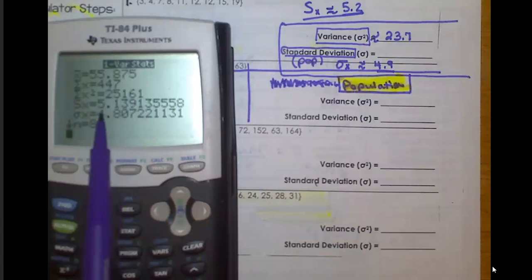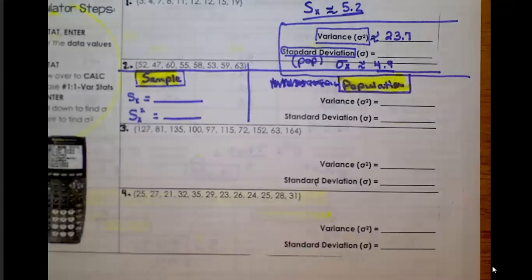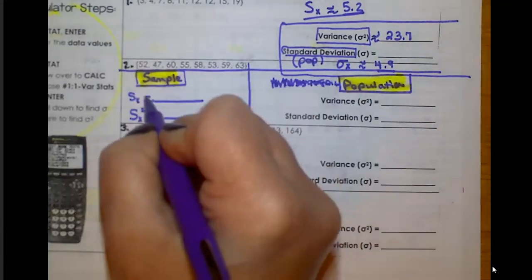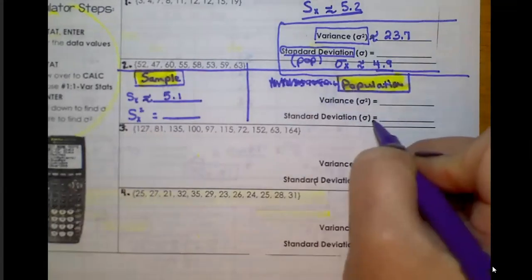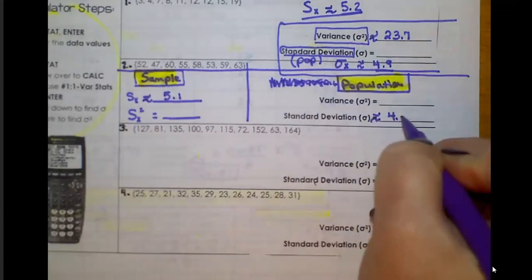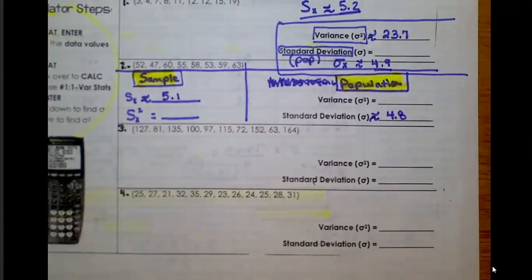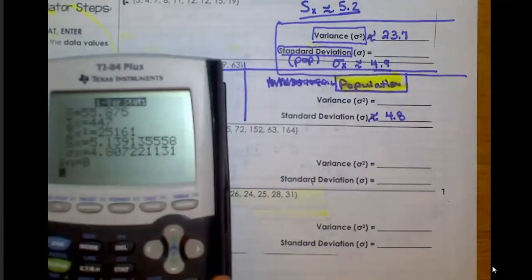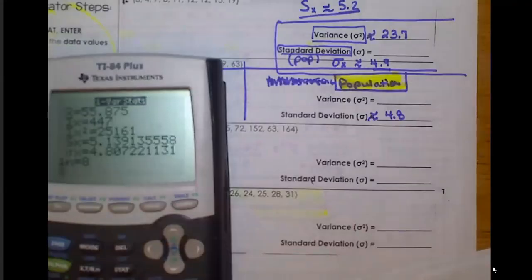So let's go ahead and round those to one place like we said. So the sample would be 5.1 and the population would be 4.8. So I'm going to put in approximately 5.1, and then the population was approximately 4.8. Now you're going to need to type those in and square it for your variance. So you would need to write down those numbers somewhere. And I'm going to write those down. I'm going to write down the sample first.